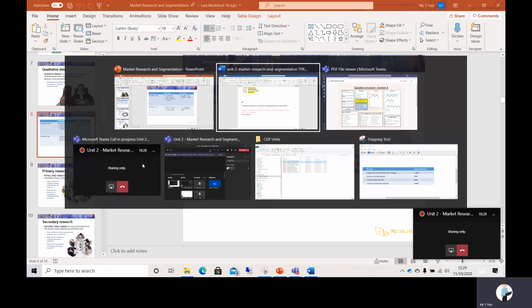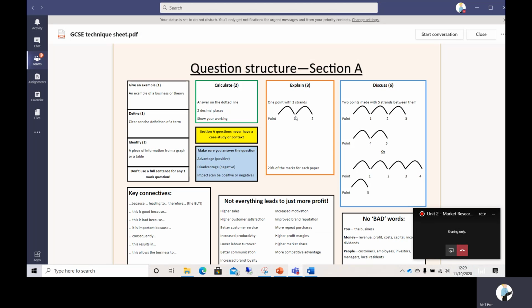So that's our first, let's go back to this thing here. That's our first strand. We just have another strand. So this is where we're going to go to. This results in, or consequently, this means that.